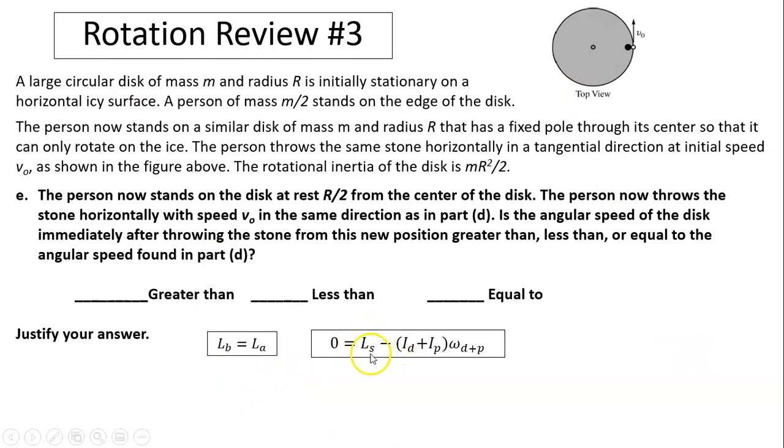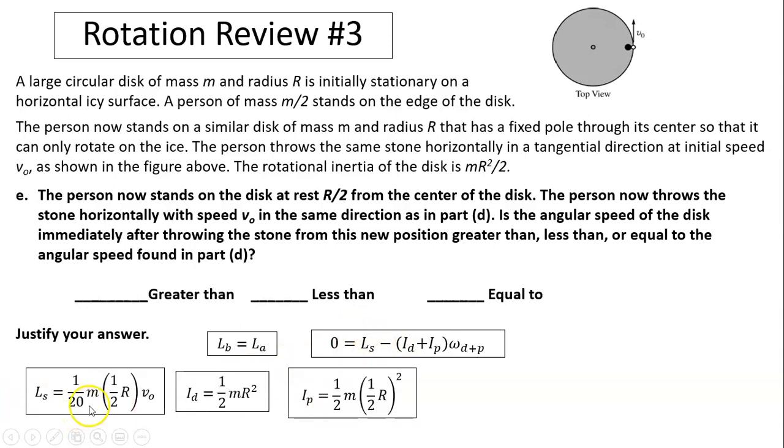So now, what is the angular momentum of the stone? Angular momentum of the stone is, remember, mRV, but R has changed to 1/2 of R. The disk's moment of inertia is still the same. However, the person's moment of inertia has changed because the person has moved toward the center, so the distance between the person and the center is 1/2 R now. If we substitute everything in, you will find the omega of the disk and the person is V naught over 25R. Remember what we had before? V naught over 20R. So now this is less. So the answer is less.